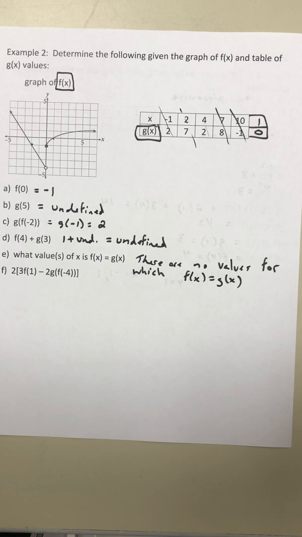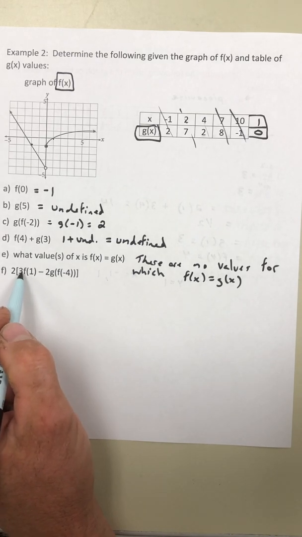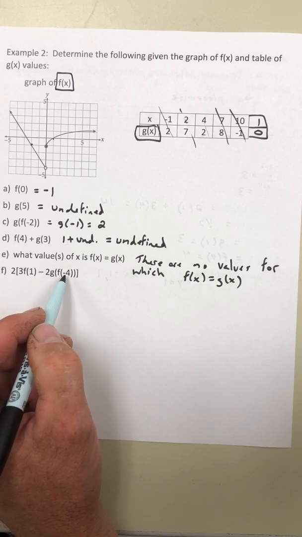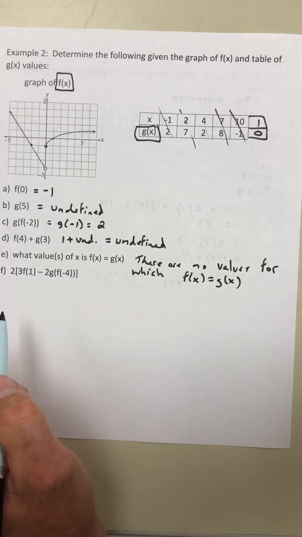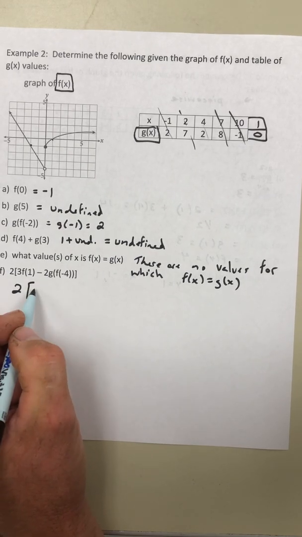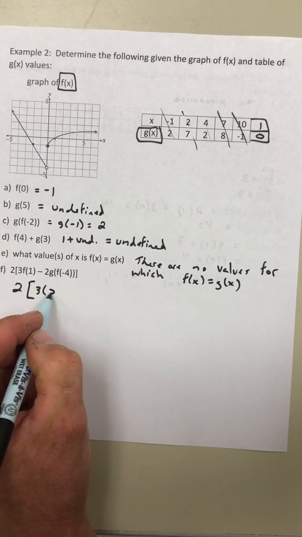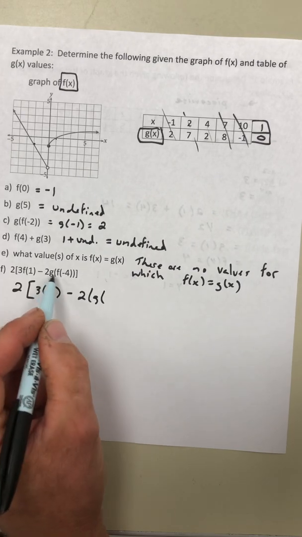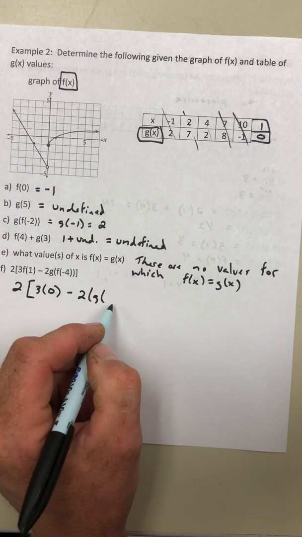Finally, part F, we have 2 times 3f of 1 minus 2g of f of -4. Say that 3 times fast. I know some of you are trying it. That's okay. Try away. So we have 3f of 1. F of 1 is 0, minus 2g of f of -4. F of -4 is 2.